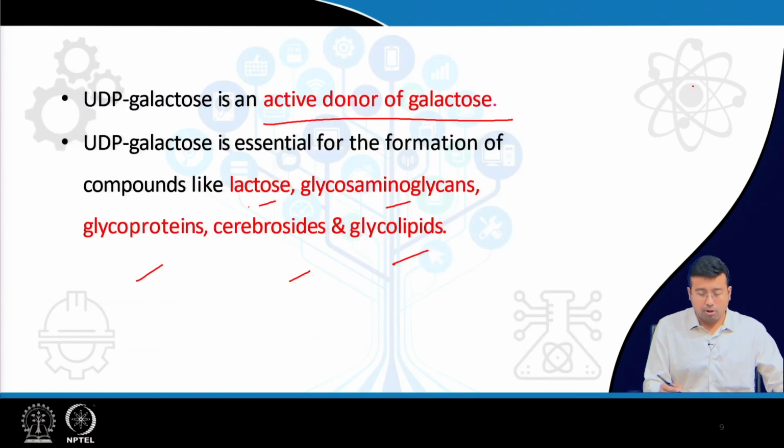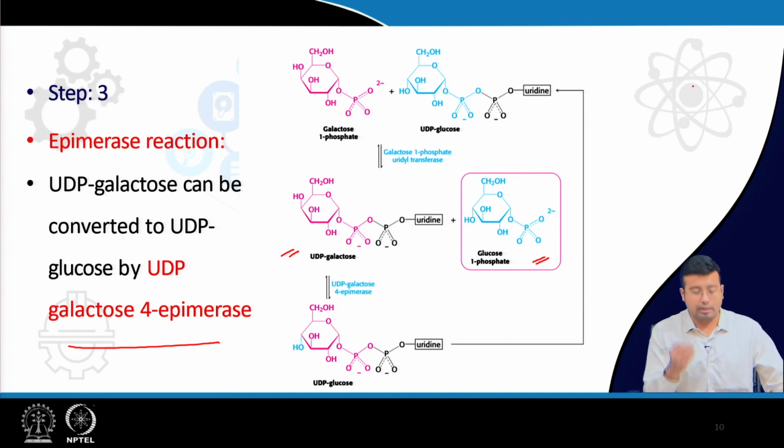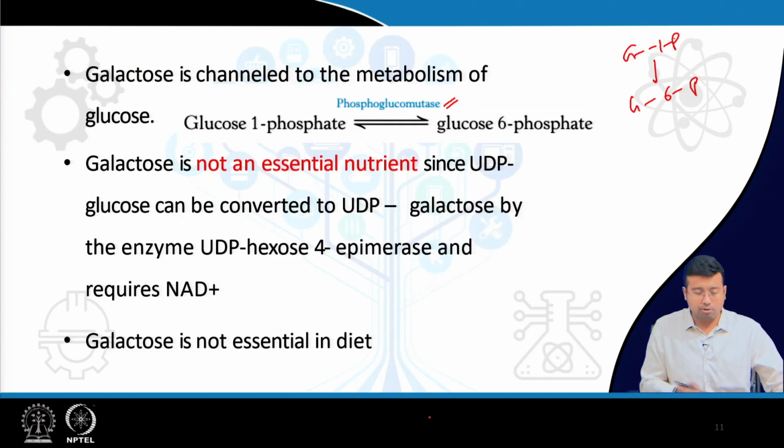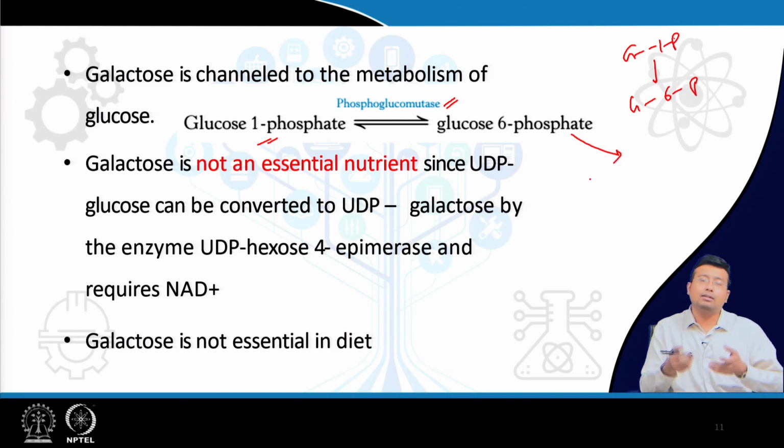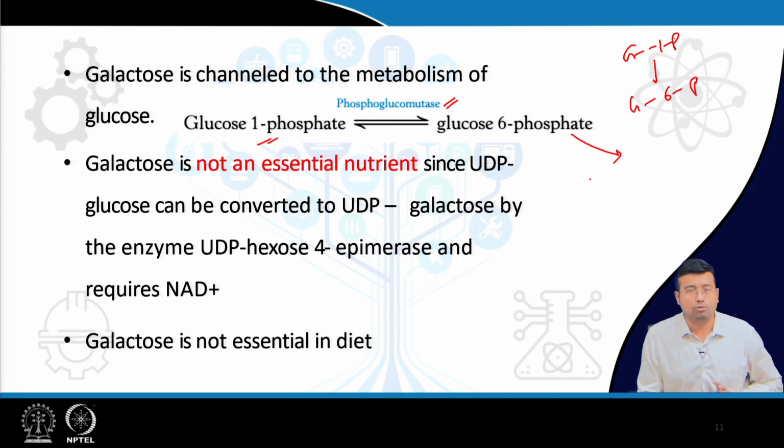So, this galactose molecule is getting converted to two things, UDP galactose and glucose 1 phosphate. UDP galactose can be converted to UDP glucose, and this can go to form glycogen, part of carbohydrate metabolism, right, metabolism of glucose. And glucose 1 phosphate is eventually converted to glucose 6 phosphate, and that can also take part in other metabolic pathways of glucose, right.